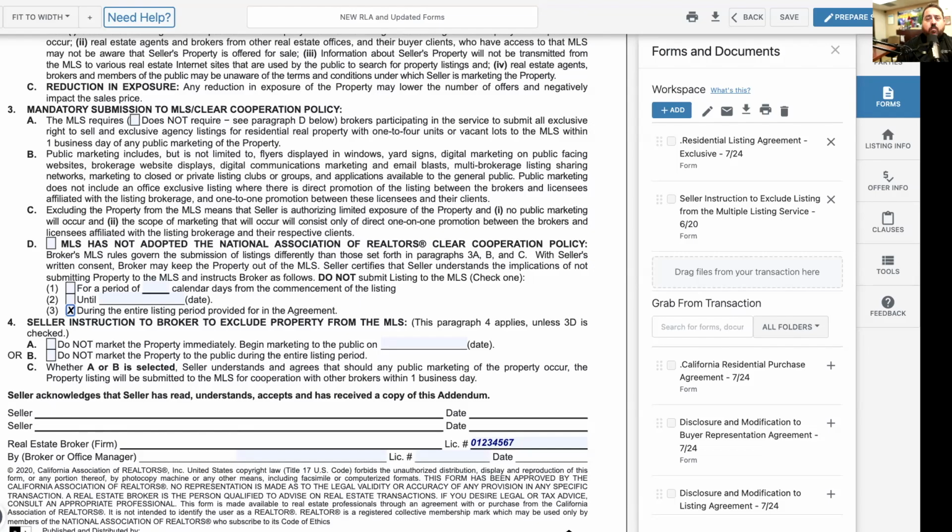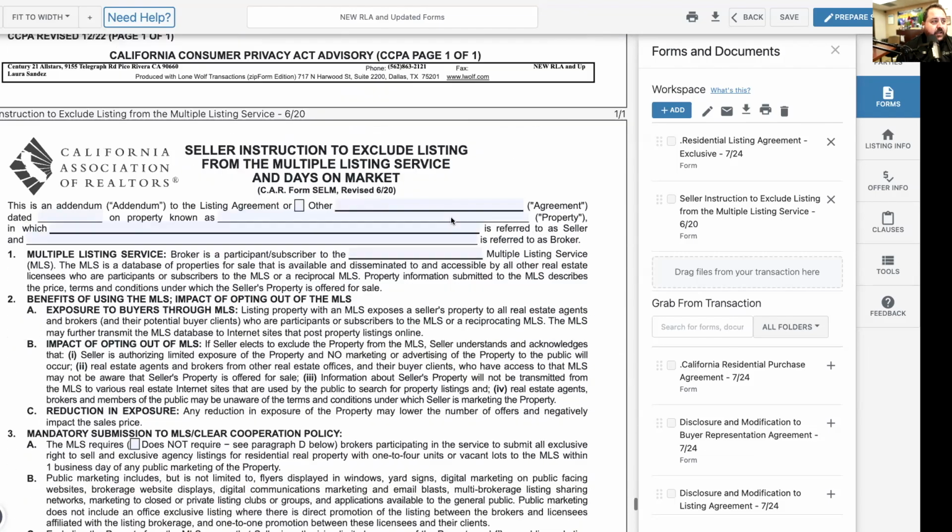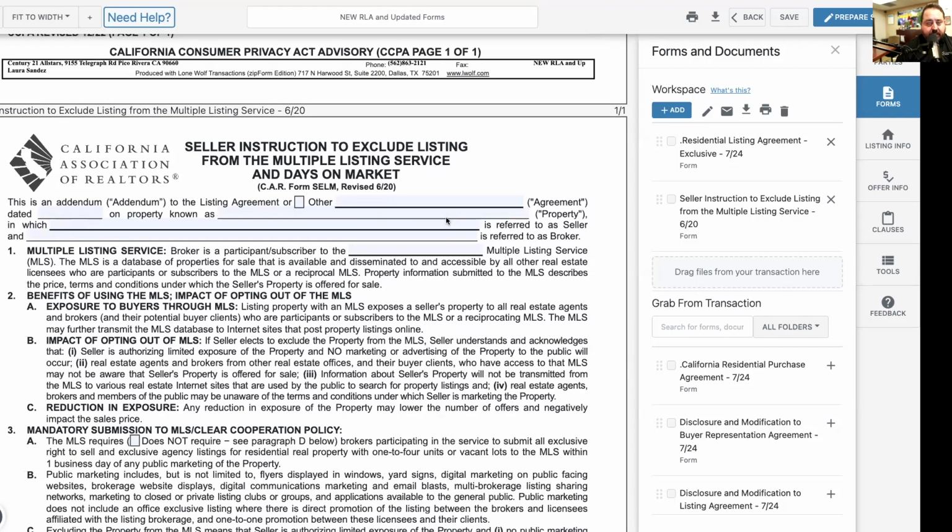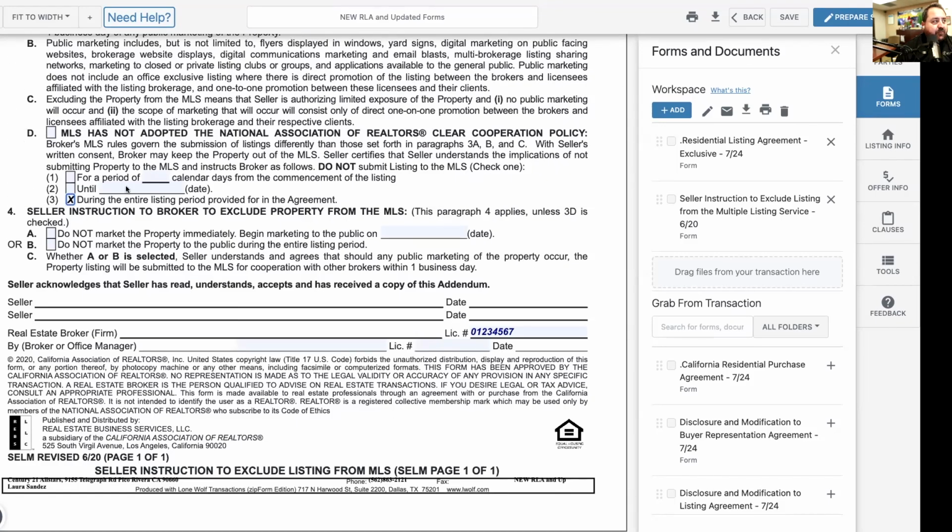Well, if you're registering, you're excluding it, you have to have this. You have to have the seller instruction to exclude the listing, right? So you have to have that. And you have to have one of these checked: a certain amount of calendar days, a date, or for the entire listing agreement. So my suggestion is that you check it off for these people, that you're giving them the option of, okay, we're going to list it. I'm going to help you and see if we can cure your default. If not, we're going to put it on the market. Great. I'm going to give this exclusion. I'm going to have them check this box that's during the entire listing period provided for in the agreement.